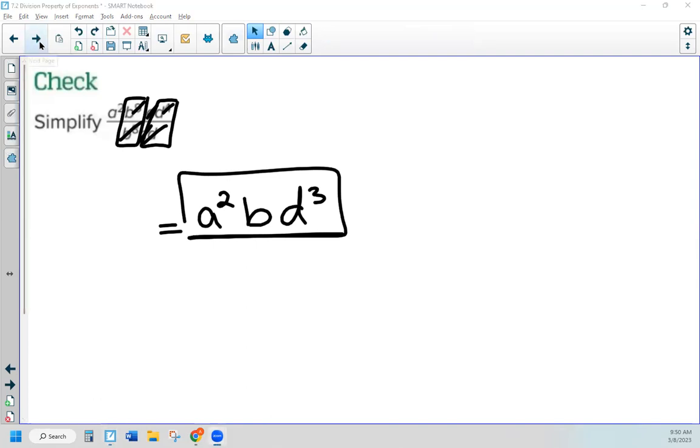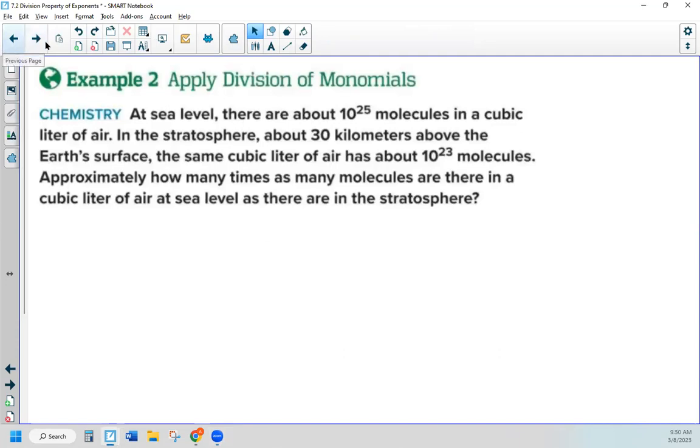All right, next one. I know it's a word problem. I want to give you a few seconds. Please read it so you can understand it yourself, and then we'll do it together.